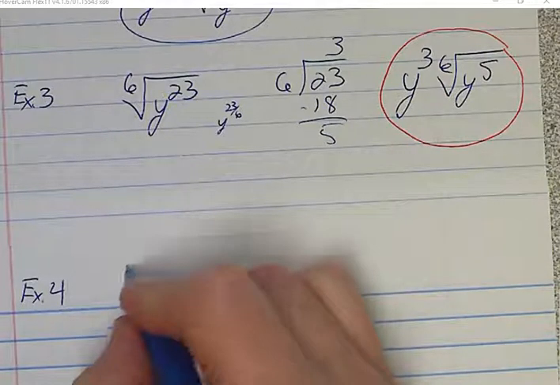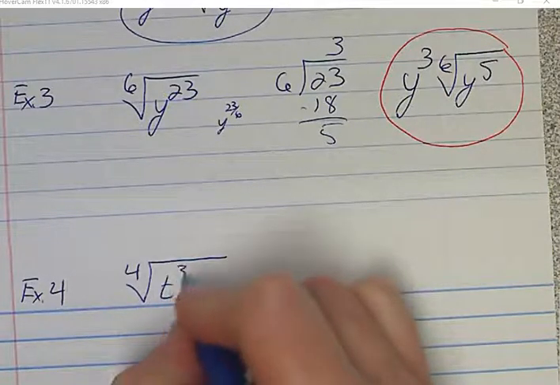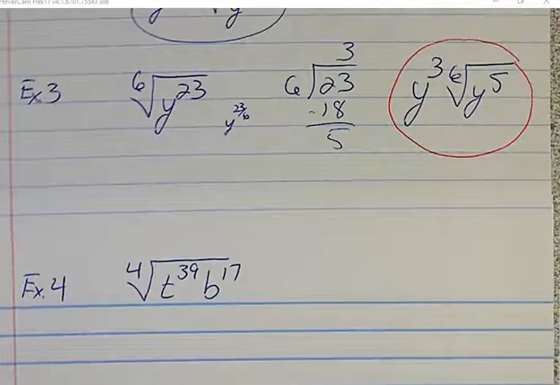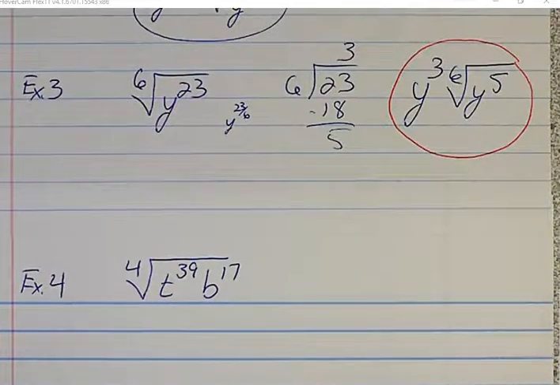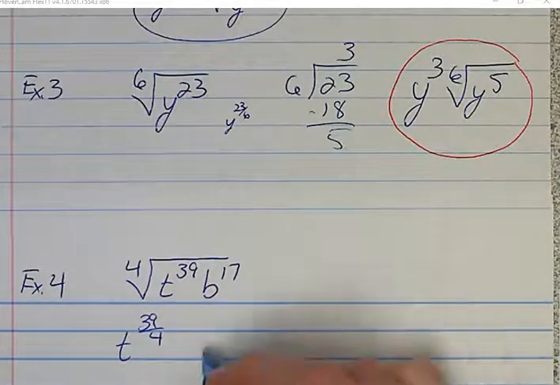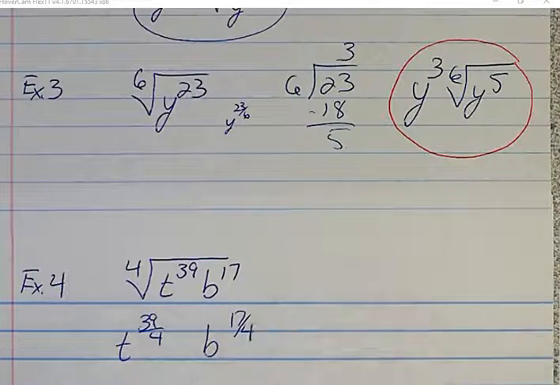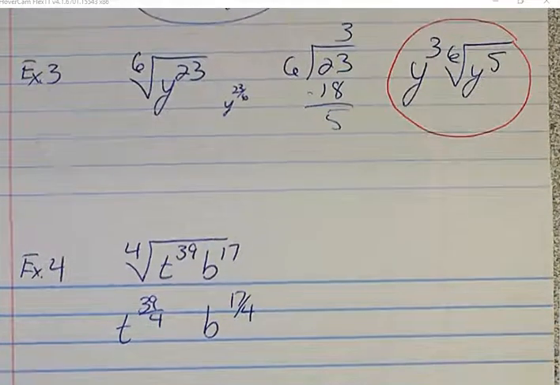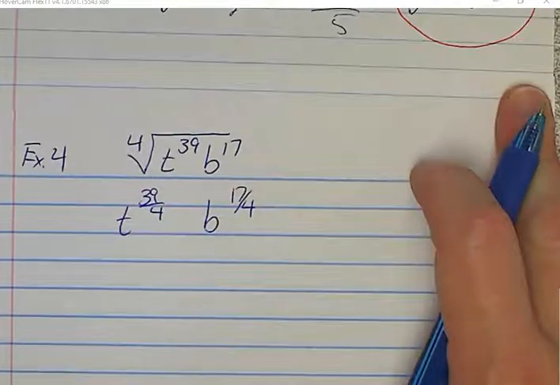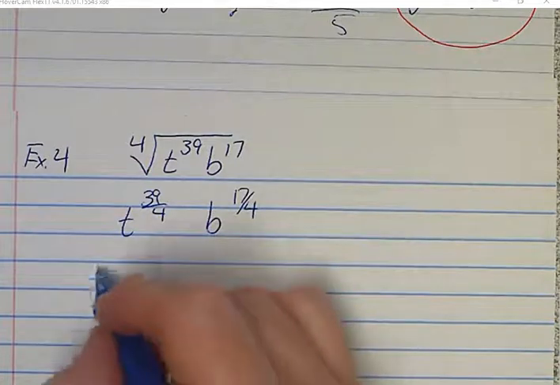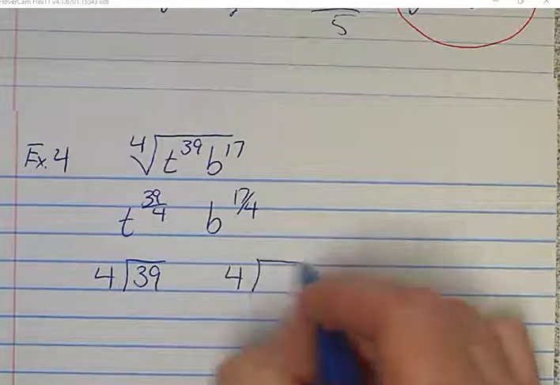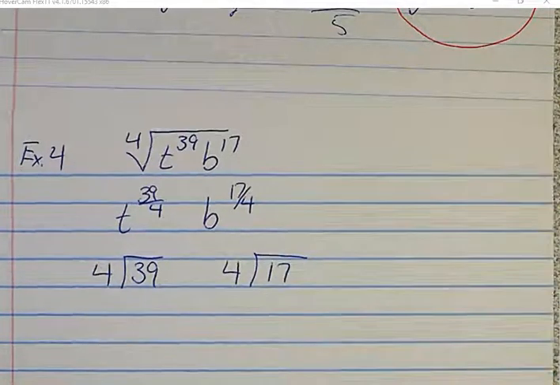So if you have the 4th root of t to the 39th and b to the 17th, just do it one piece at a time. For the t part, we're going to do 39 divided by 4. For the b, we're going to do 17 divided by 4. And when you do these, I would say do the division right underneath it so that you know what variable goes where. So take the 4 and divide it into 39 right underneath the t. For the b, we're going to divide 4 into 17.